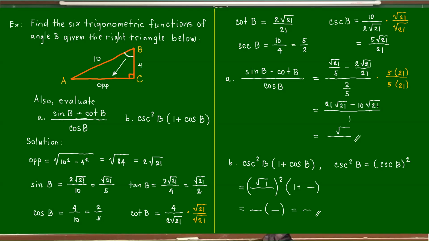Is that correct, Miss President? Then over what? So 5 times 21 multiplied to 2 over 5. 5 is cancelled. So what is left in the denominator? Miss President, what is the denominator?